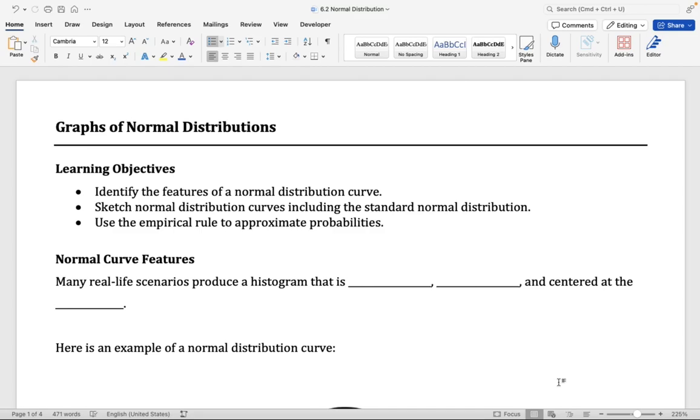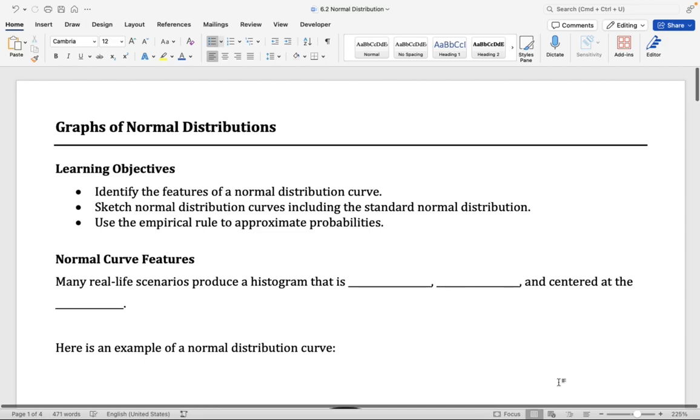Then we're going to focus on sketching normal distribution curves, including a special distribution, which is called the standard normal distribution. In this lesson, you're also going to learn how to use a rule called the empirical rule to approximate probabilities. So let's get started by talking about the features of a normal distribution.